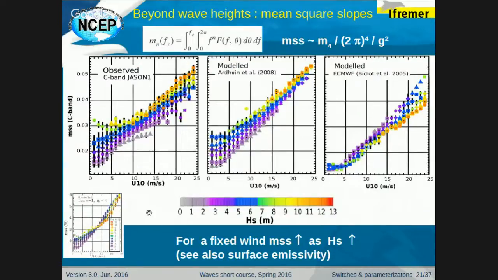I showed this curve already yesterday. This is a distribution of the mean square slope, which is essentially the frequency to the power of 4, and there's a k squared coming into this. That's k squared times the spectrum, and you integrate that. That gives you the 4th moment of the spectrum, and the mean square slope is the 4th moment divided by some constant. The nice property is that this mean square slope is very close to 1 divided by the backscatter of radar altimeters. So the altimeter is a very good estimator of the mean square slope, and it gives a global distribution of the mean square slope as a function of wind speed and wave height.